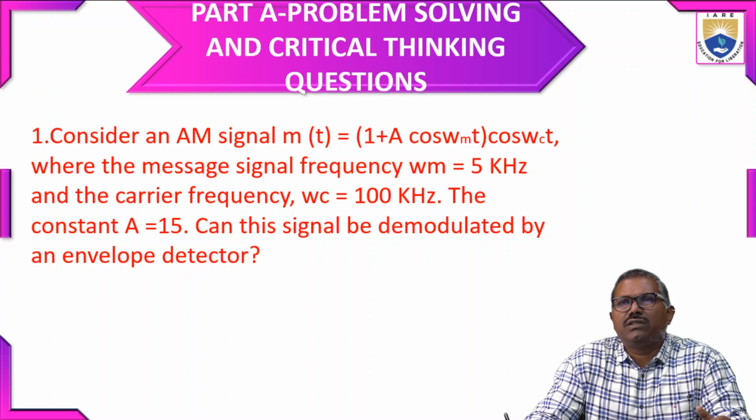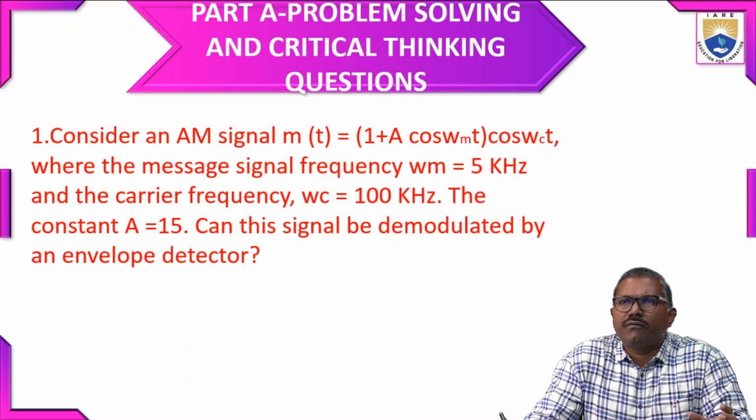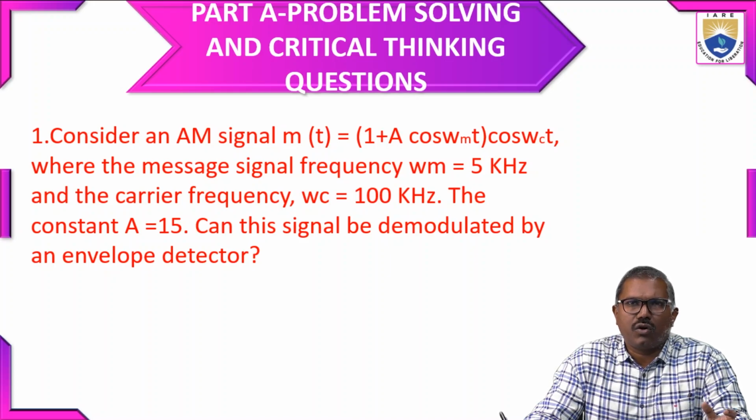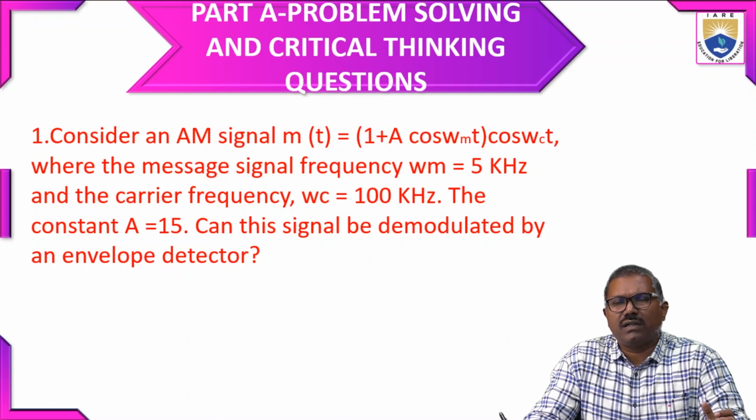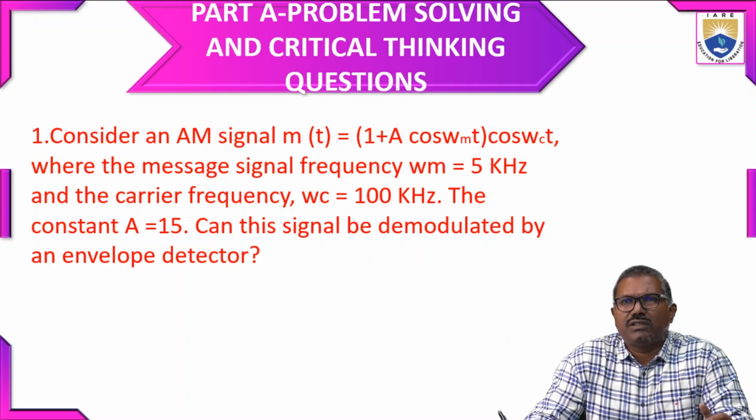So this is Analog and Digital Communications. In analog digital communications, we have 5 modules. All the 5 modules consist of 3 parts. So let us start the problem session.